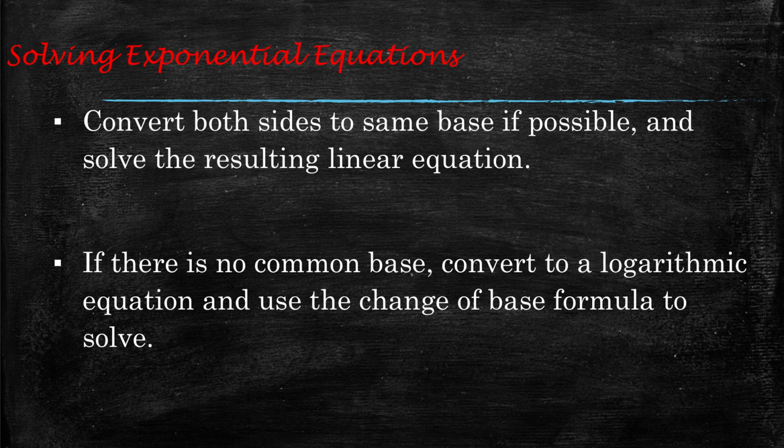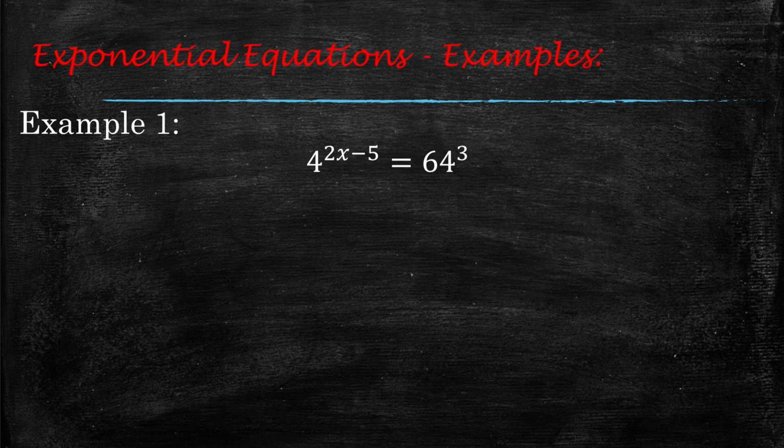So when you're solving exponential equations, the first thing you want to do is convert both sides to be the same base if possible and solve the resulting linear equation. This is what we did in the last unit that was called equating the bases. If you can do that, of course, that's always going to be the easiest way to solve it, but sometimes you can't do that. If there is not a common base, you're going to convert it to a logarithm equation and then use the change of base formula to solve.